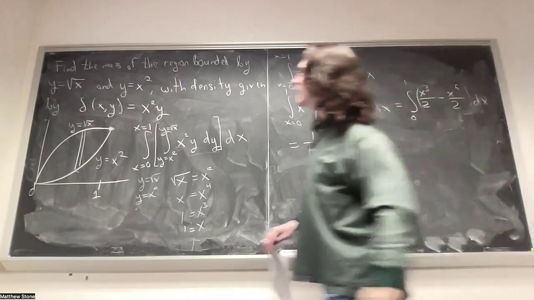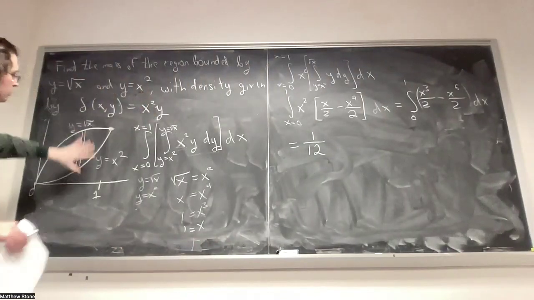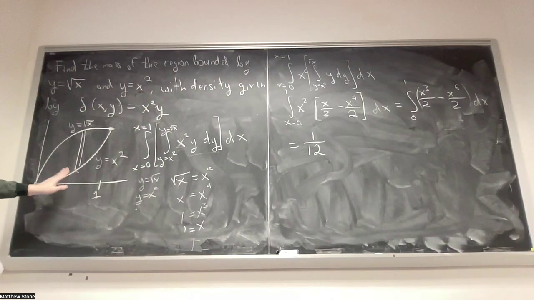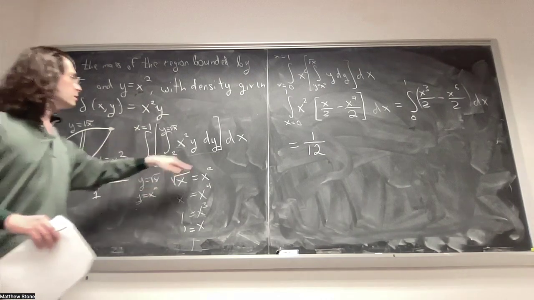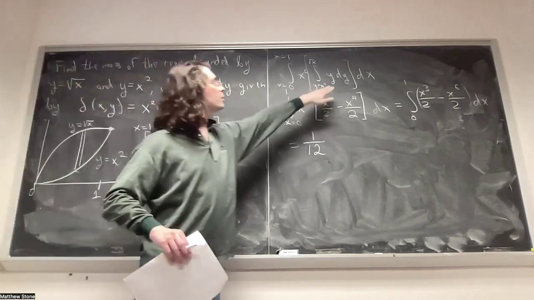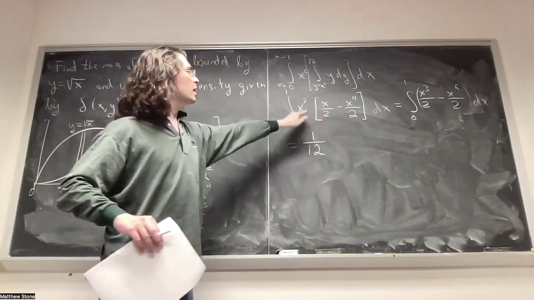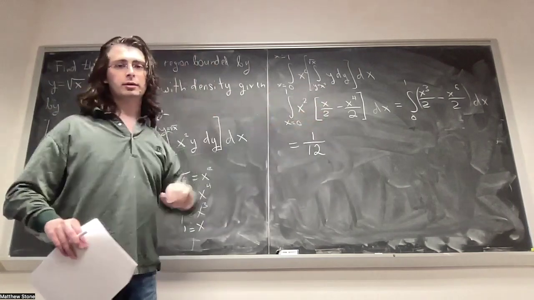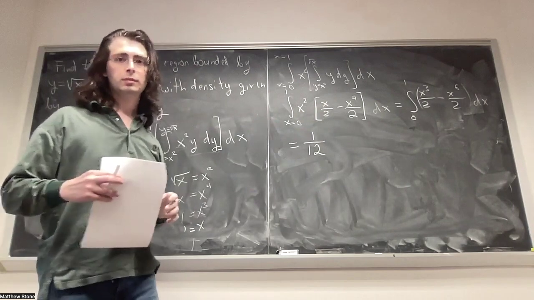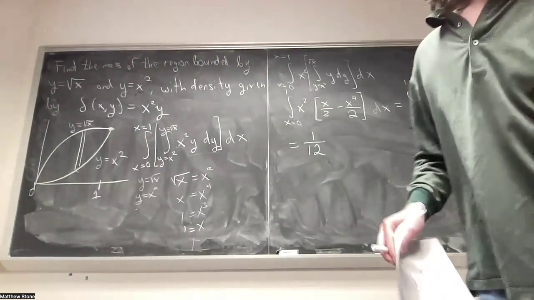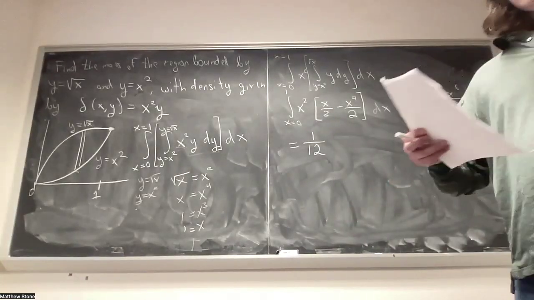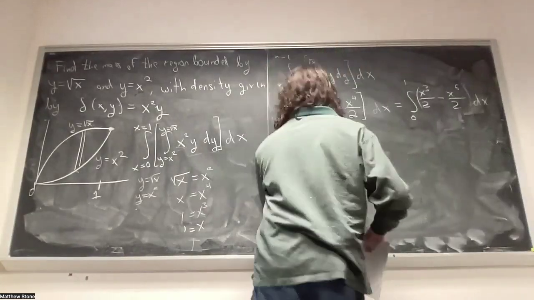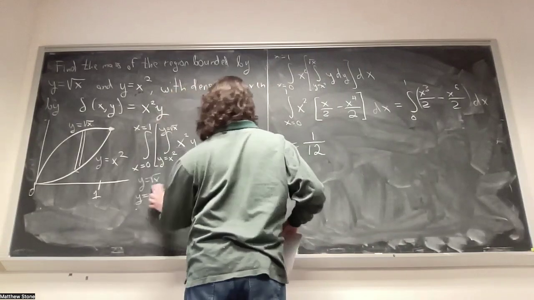And so we take the equations that were given, we draw the graph, identify the bounds for our integral, evaluate the internal integral first, which allows us to integrate the external integral. Questions? All right. Let's try another one, which has a little bit of a twist to it.